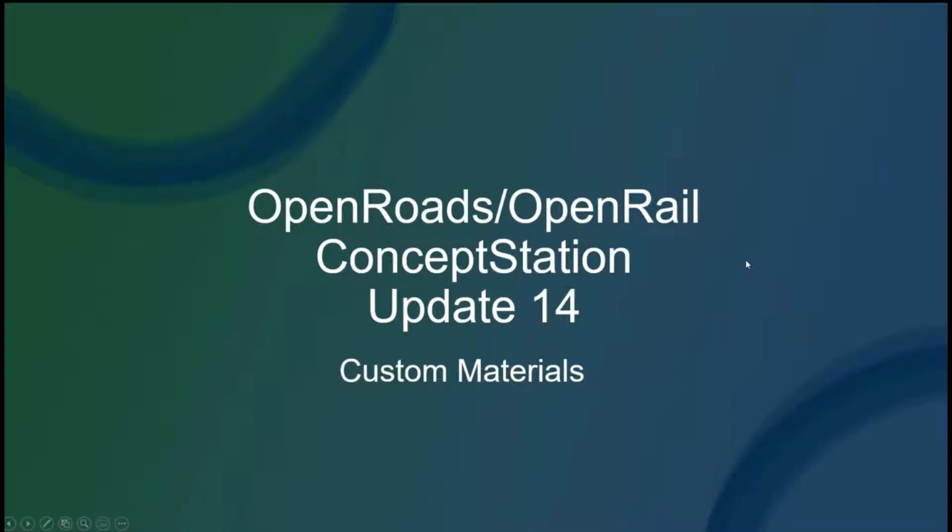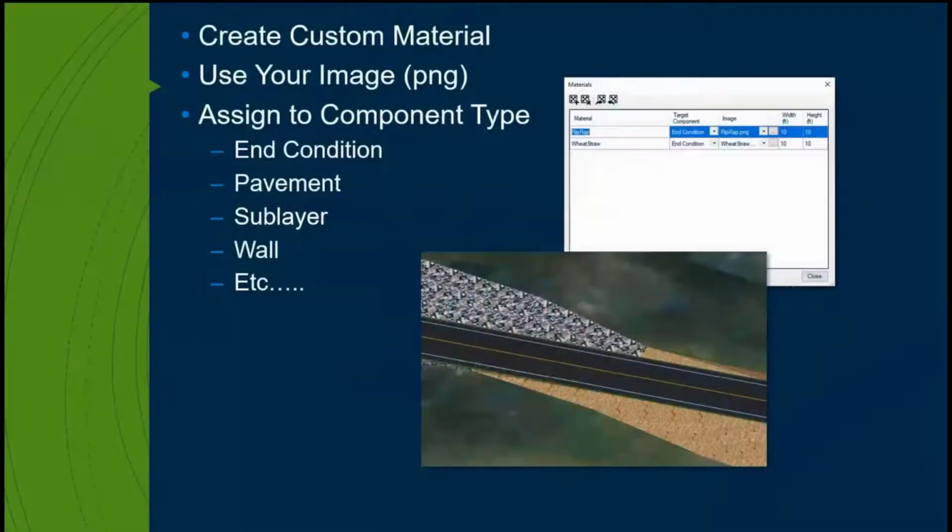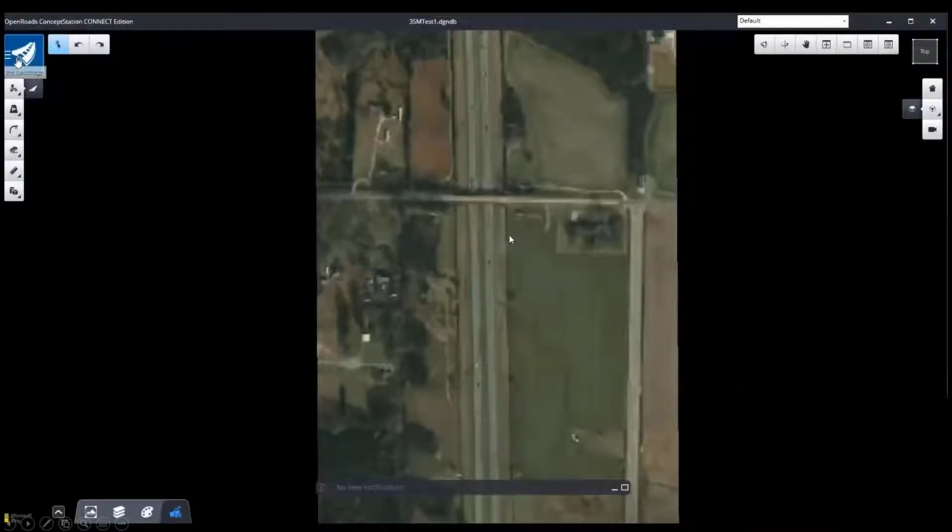So with a combination of that, we've implemented something called custom materials, and it's not only the custom materials, but it also can be linked to a cost code. So it does show up in the estimate for the quantities. So let's go through that. Basically, it can be assigned to any component type, in conditions, pavement, sublayers, and you can use your own PNG image for the custom materials. And you can target the component like an in condition or a lane or a buffer or whatever it may be. And so we'll go through how that works.